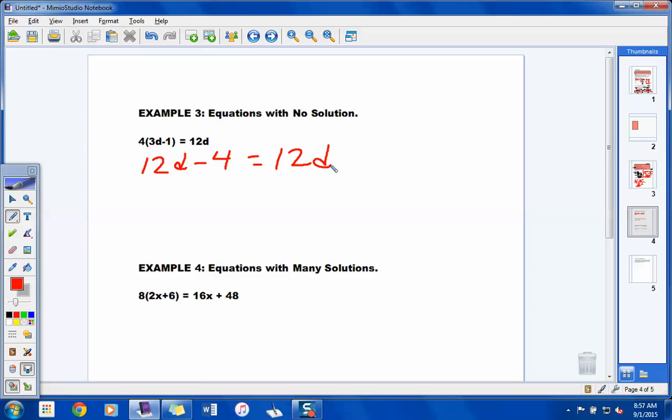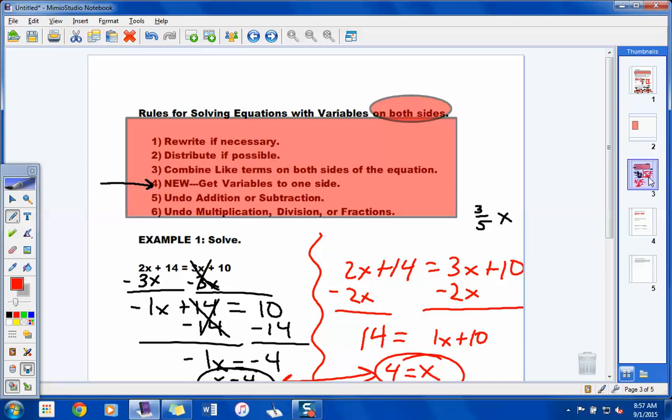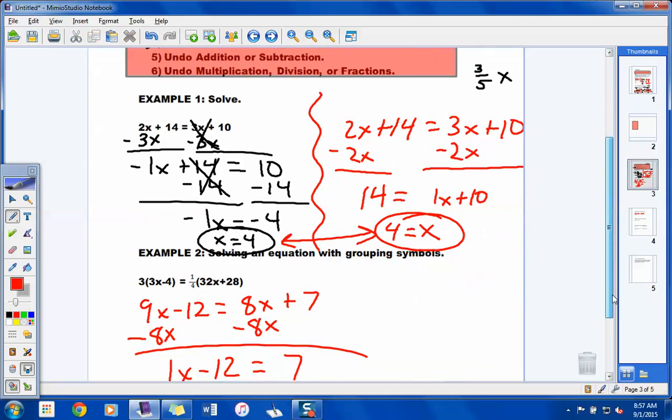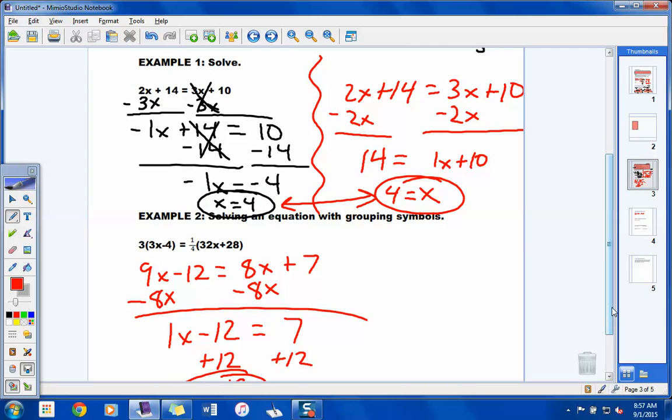In the previous examples, I'm going to go back to the last page. In the previous examples, notice your variables on both sides. The term I'm going to use is called a coefficient, a number in front of a variable. Here you have a 2x and a 3x. Are the coefficients 2 and 3 exactly the same, or are they different? When it was different here, did we get an answer? We did. Same thing here. Coefficients the same or different? 8x, 9x. They're different. Did we get an answer for that?